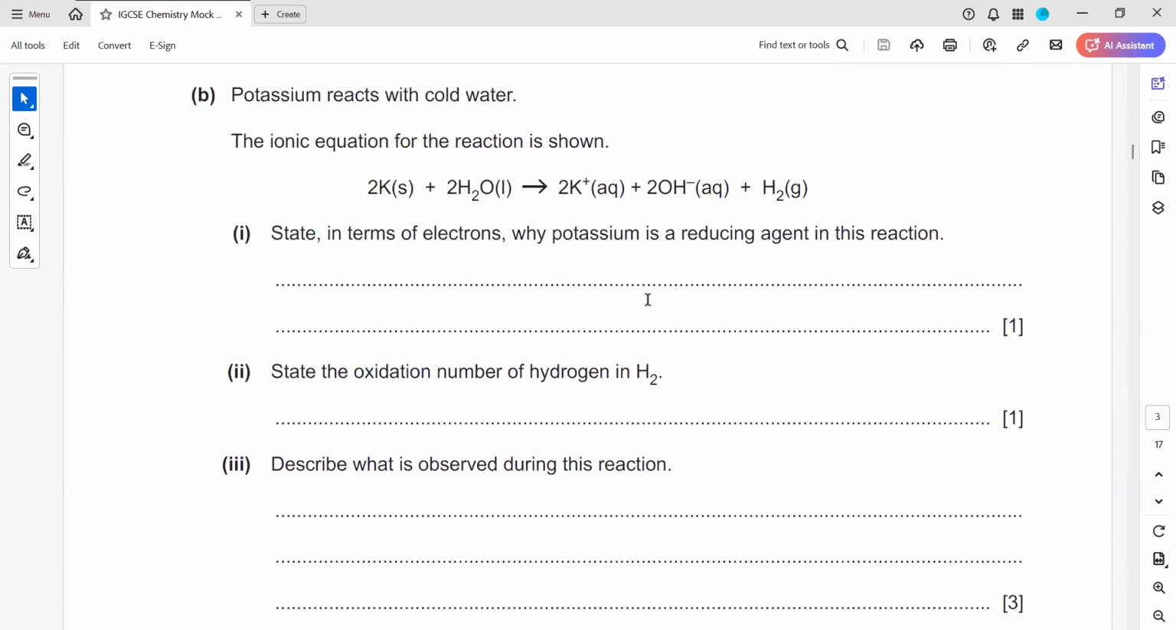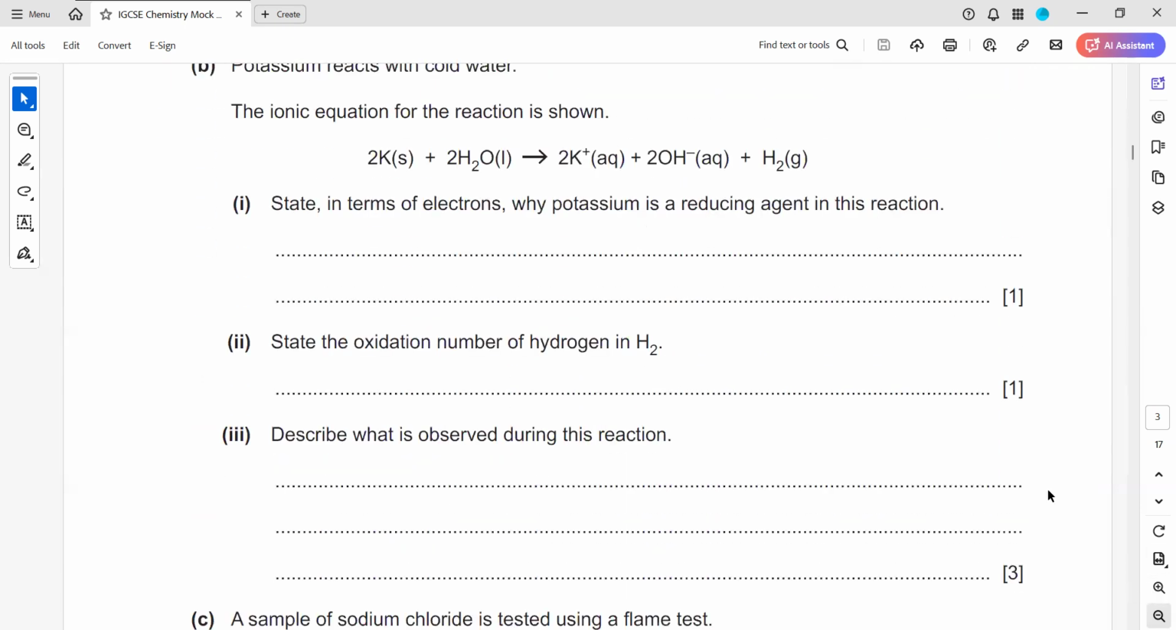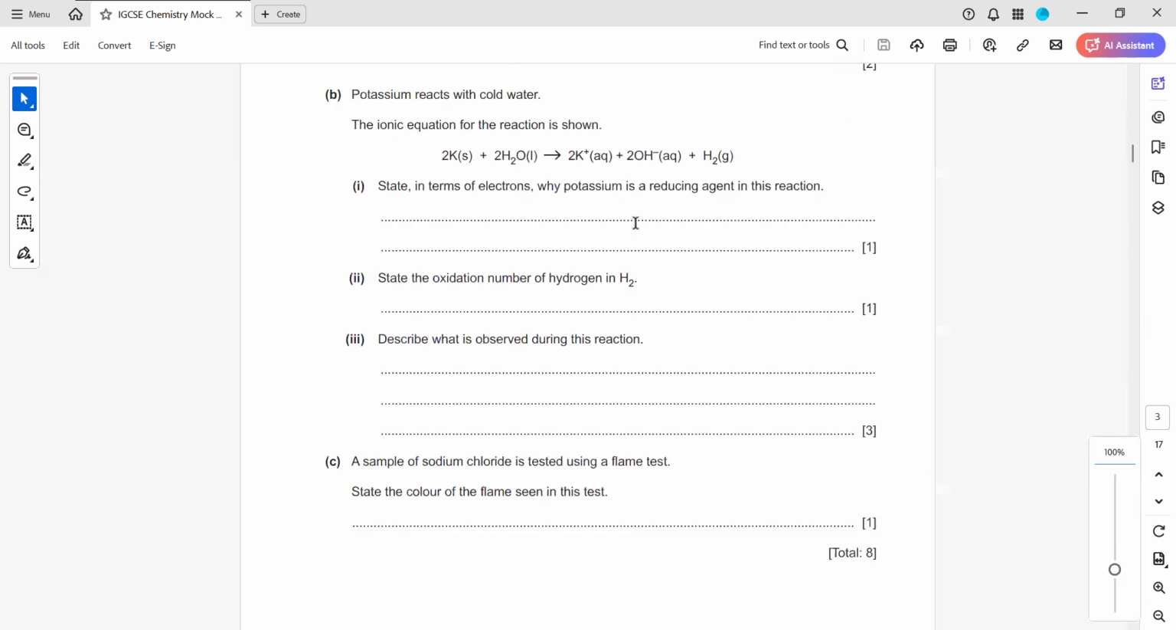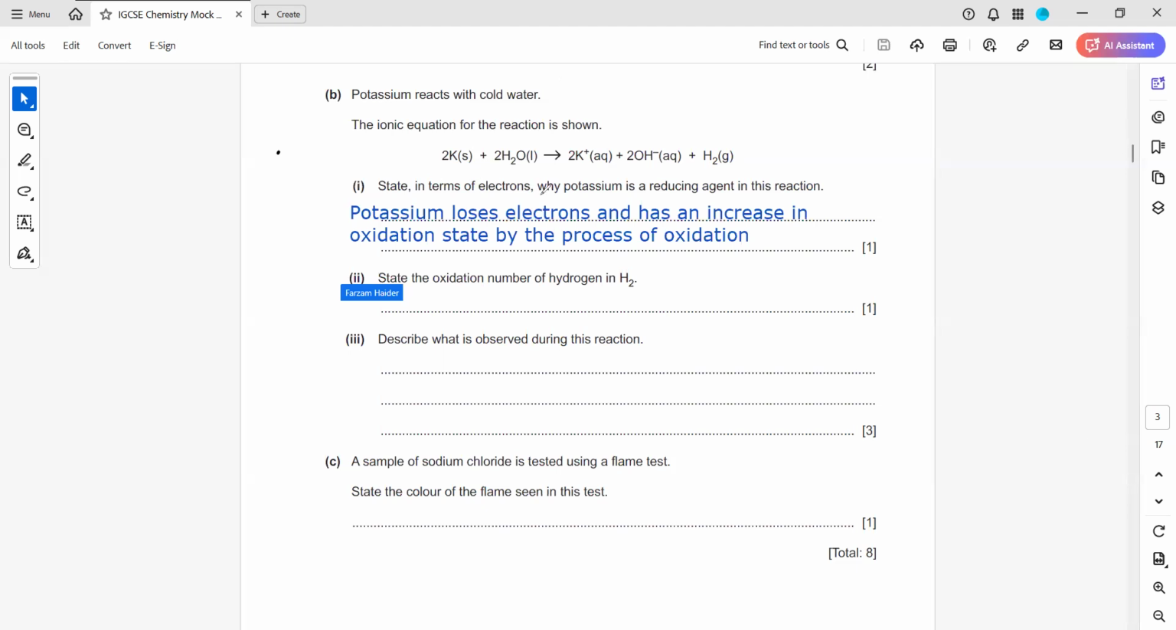The next is potassium reacting with cold water. Potassium plus water gives potassium hydroxide plus hydrogen. State the term for the electron loss by potassium: it is a reducing agent. It is itself oxidized, because potassium is losing an electron. A reducing agent has the same meaning as oxidation, and oxidation is a loss of electrons.